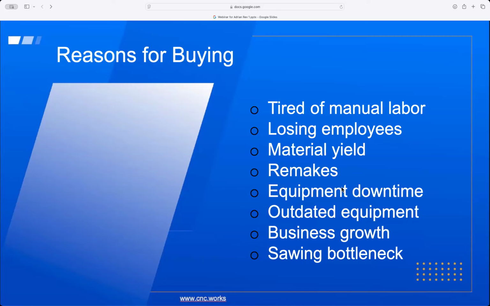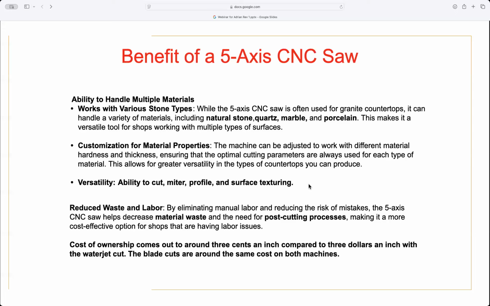Awesome. Well, thanks for sharing that. Let's go on to the next slide where we talk about some of the benefits. We'll start with the CNC saw.